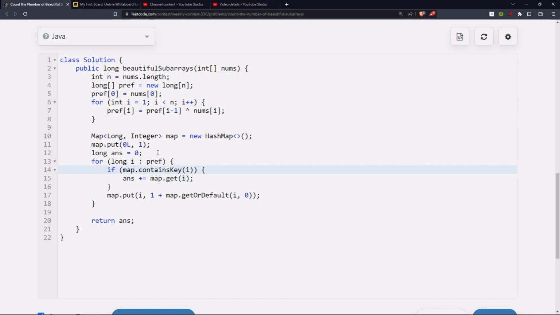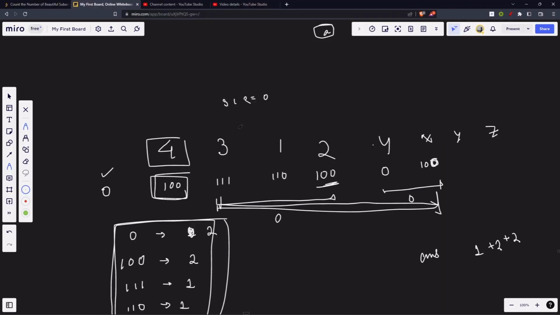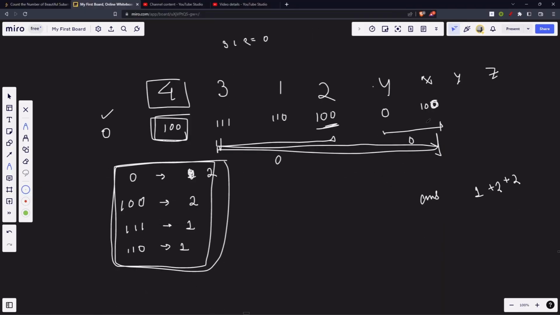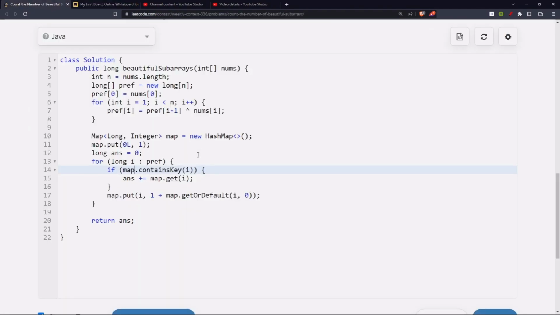That number of times is nothing but the number of subarrays, right? See here, if we are here and it was encountered 2 times, right? This and this, this and this. That means from here to here and from here to here, we have a 0. So we add that frequency. Okay. And finally, when we have encountered this same XOR result again, we will update it. And at the end, we will return our answer.